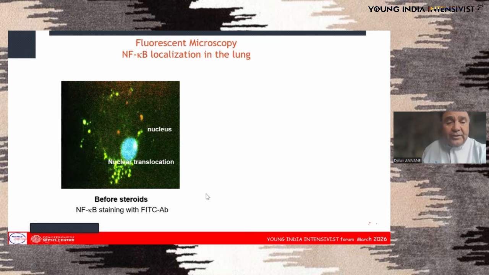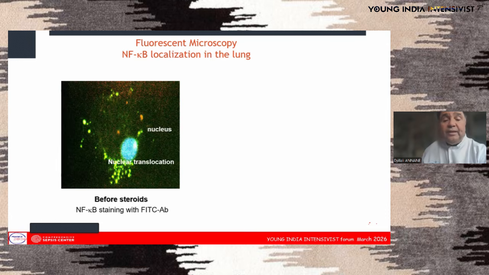Rabbits were exposed by intratracheal administration of endotoxin. Then the animals were sacrificed, and using immunofluorescence and other molecular tools, the researchers were looking at NF-kappa B activation. The green color here shows you the huge amount of NF-kappa B present in the cytosol. And if you look in the blue, which is the nucleus, you can see that there is also green color there, highlighting that NF-kappa B has migrated to the nucleus.